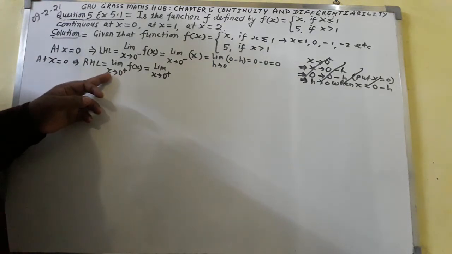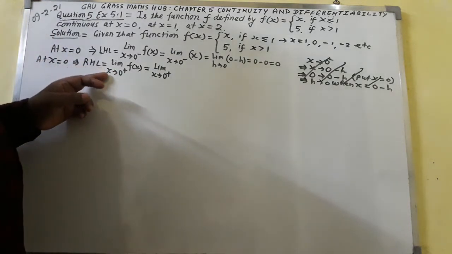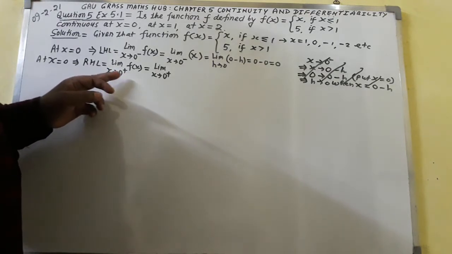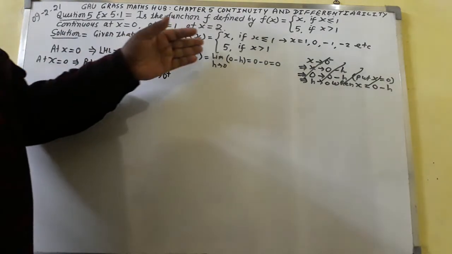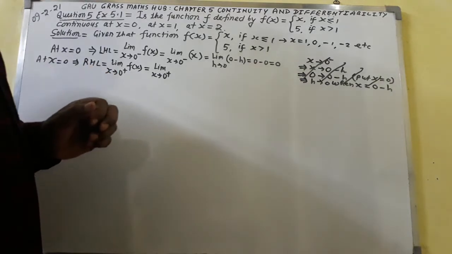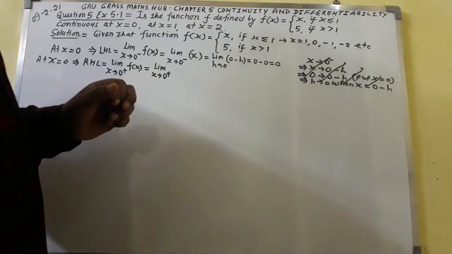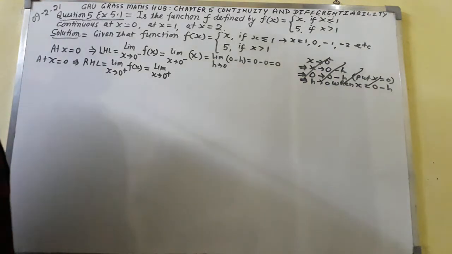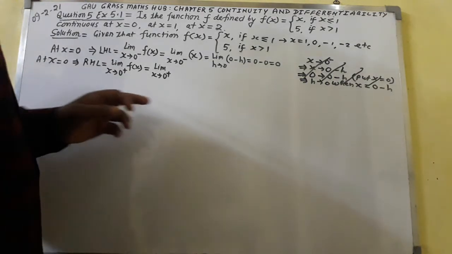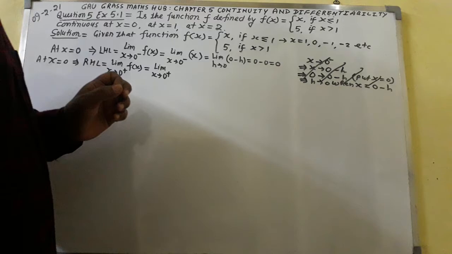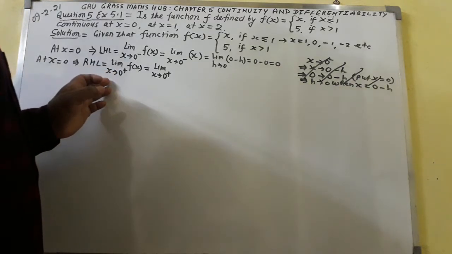This means that the value of x must be more than 0. X tends to 0 positive means the value of x must be greater than 0. So just choose which function will be applicable here. Which function will you apply here? The value of x must be greater than 0.